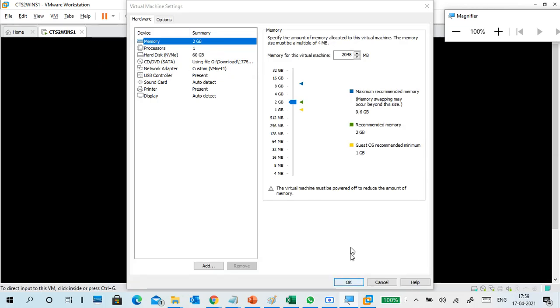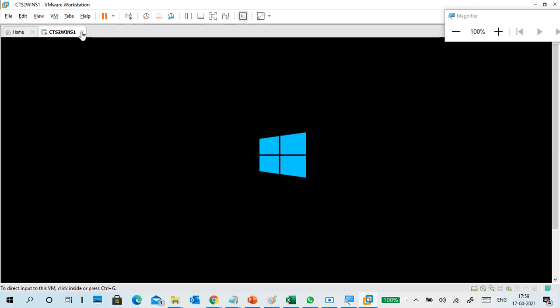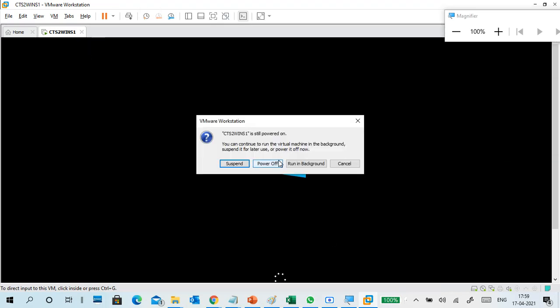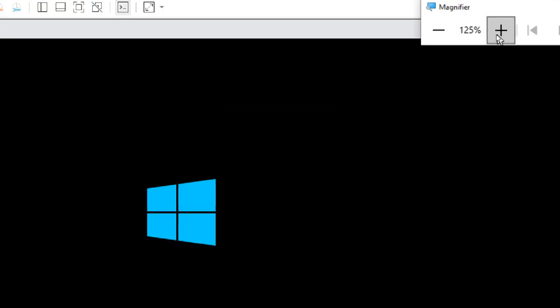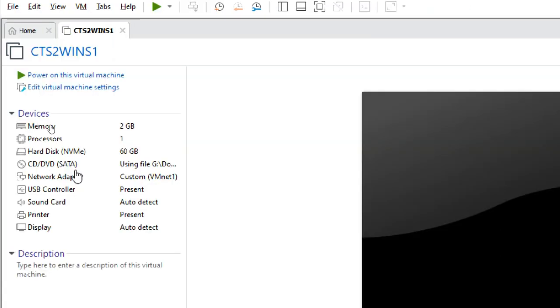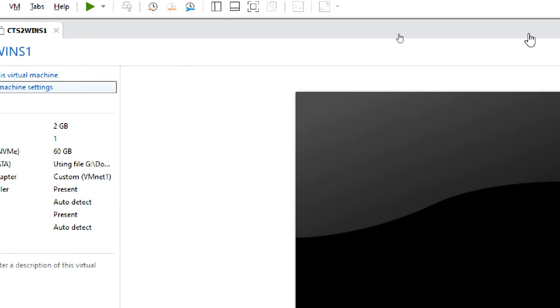I added a disk. I have to click on OK instead of Cancel. I close it. So I'm powering off. It's always better to do it in power off mode. In power on mode you can also add it, but recently I found it's not so good.